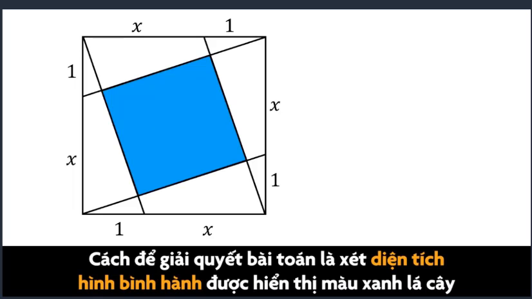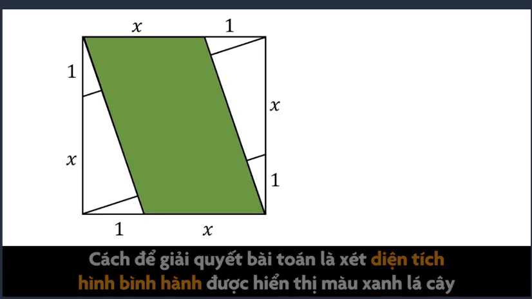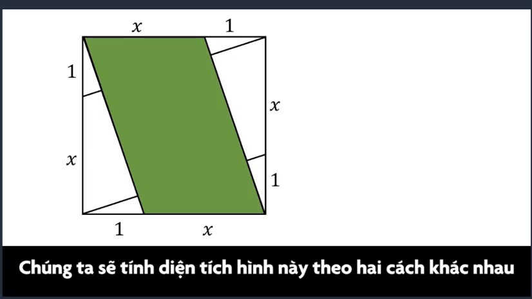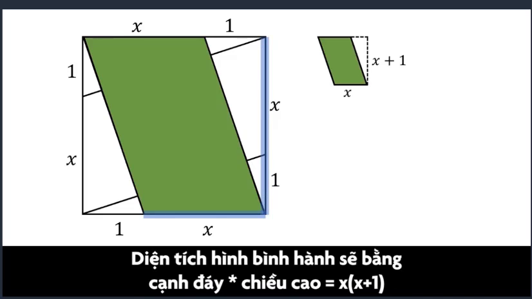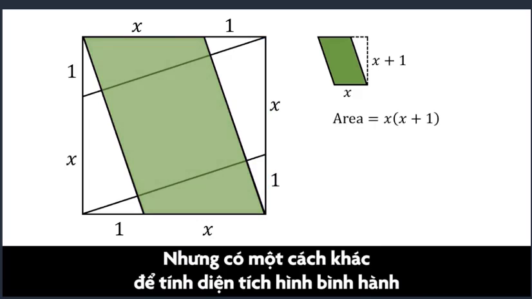One way to solve this problem is by considering the area of the parallelogram shown in green. We'll calculate its area in 2 different ways. One way to calculate the area is by taking the base of x and the height of x plus 1. The area is then the product of the base and the height, which is equal to x multiplied by the quantity x plus 1.